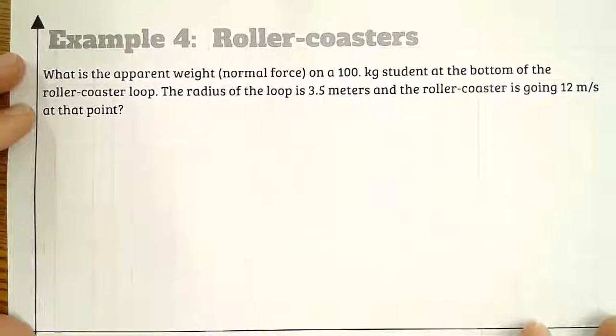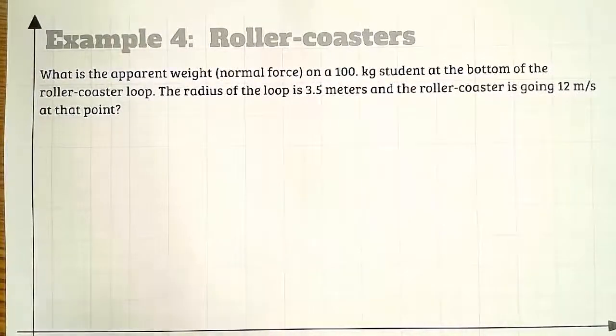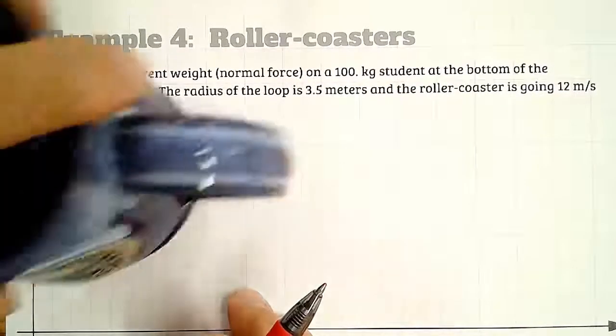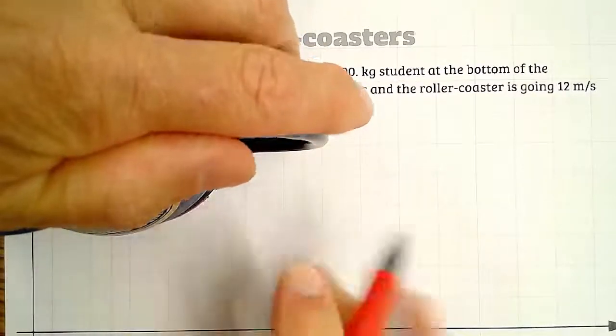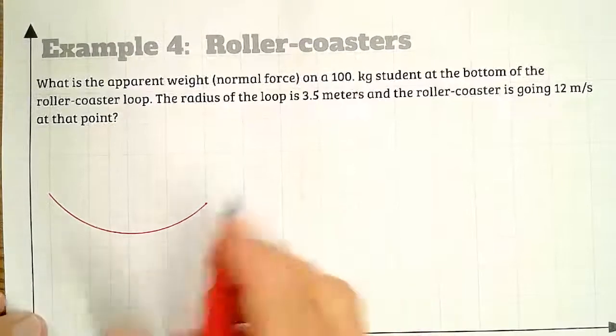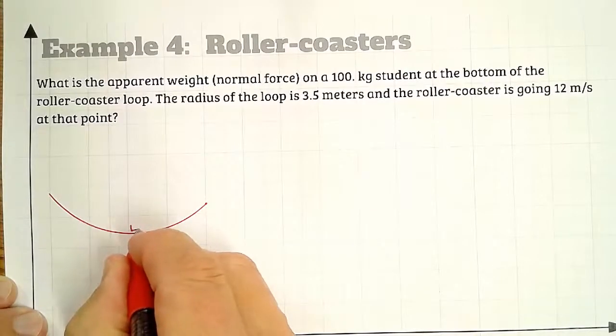Now, a similar problem says, what happens if you are at the bottom of the loop? Okay? So now let's figure out what happens at the bottom of the loop. Things are slightly different here. I'm going to use my mug again to draw my roller coaster loop. So we are looking at the bottom of the loop right here.